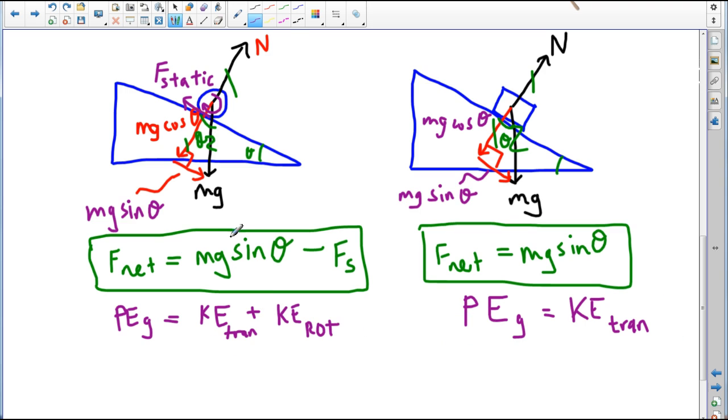And so, does this make sense? Why does a smaller net force make sense given this equation? Why does a bigger net force make sense given this equation? I challenge you to consider that question.